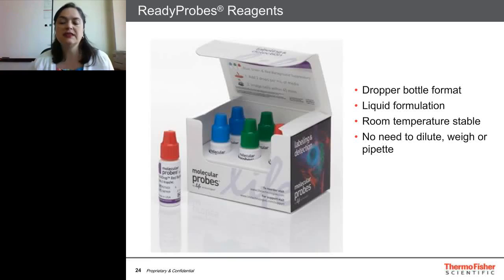So that CellEvent and a few of our other reagents are actually available in a dropper bottle format that you can keep on your lab bench, and all the protocols are the same. You just drop in 2 drops per mil, and you can look for those under the Ready Probes reagent. If you search for that, you'll find that on our website, and that includes CellEvent and some of the other nucleic acid dyes.